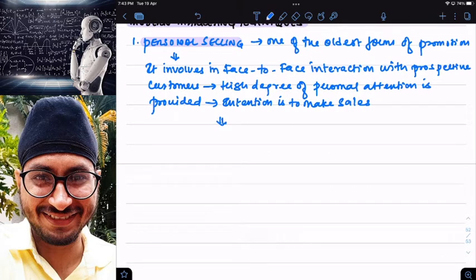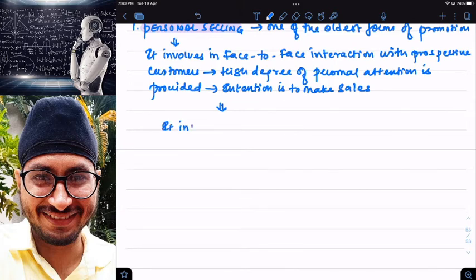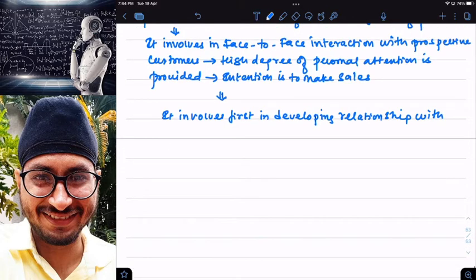But remember one thing, when I enter a showroom, they will not directly start selling the product to me. First, they will focus on developing a relationship with the potential buyer, or potential customer, but it ends up in a sale.